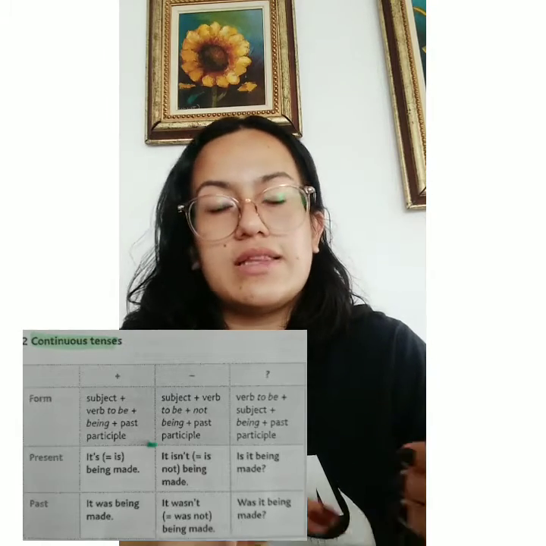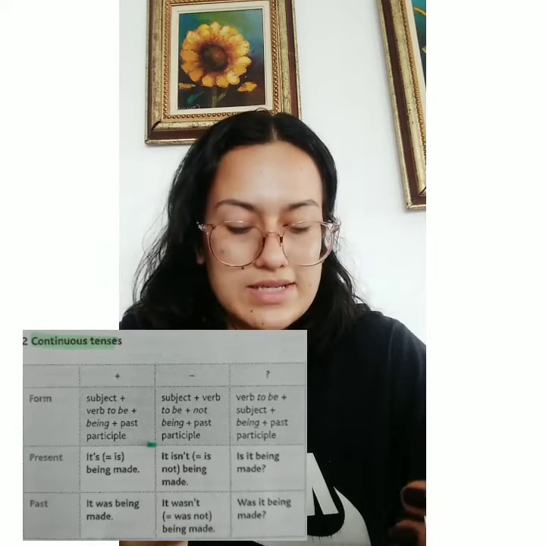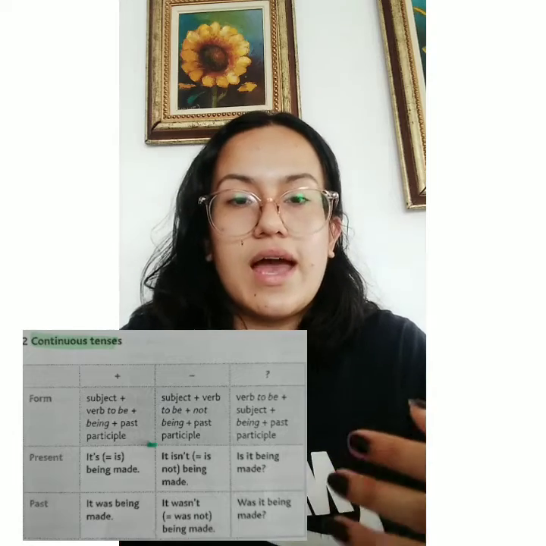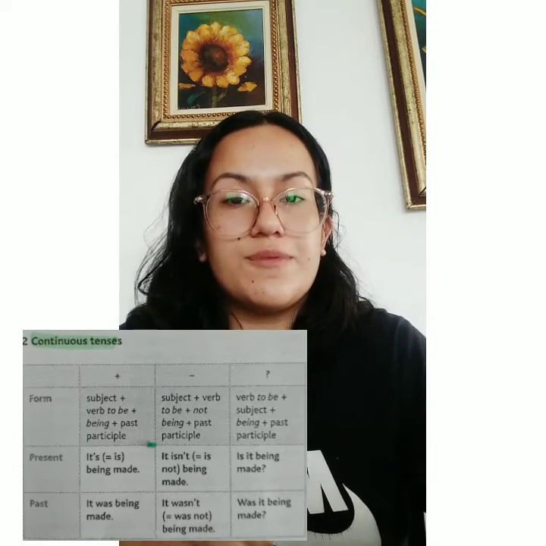The only thing that changes in continuous tenses, that is, present continuous and past continuous, is the verb to be, depending on if it's present or past. And probably you are wondering what's the difference between the passive voice and the active voice.